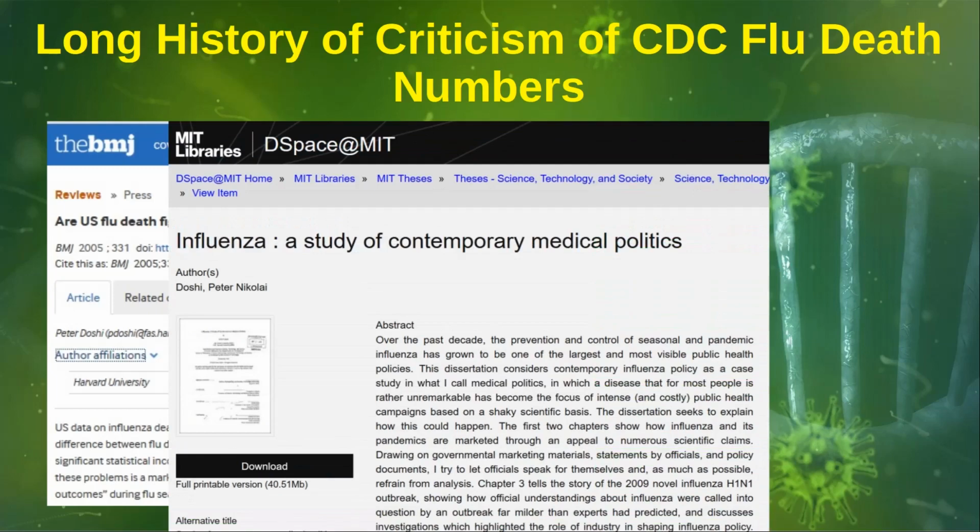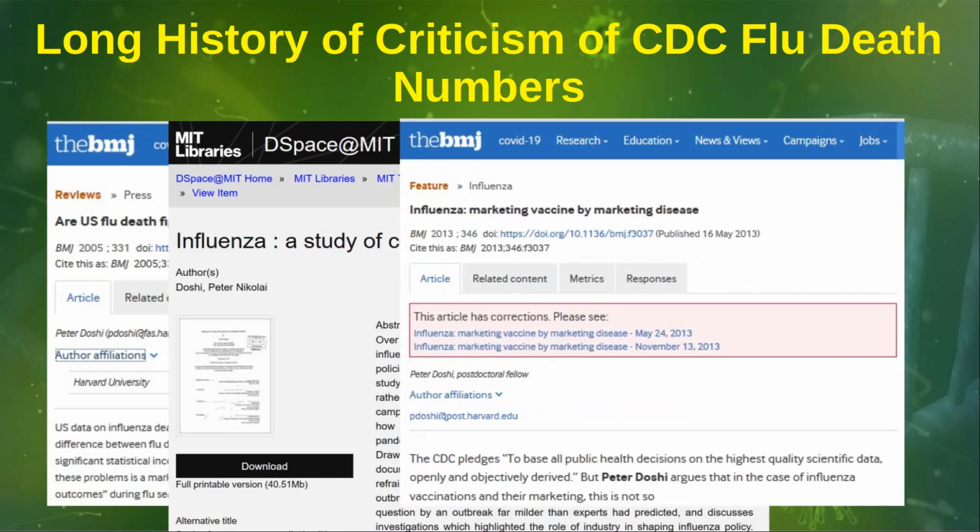This is his thesis dissertation at MIT, "Influenza, a Study in Contemporary Medical Politics," which has chapters and chapters showing many very serious problems, raising very serious questions about these numbers, which he argues are primarily adjusted, manipulated, massaged to market the flu vaccine by frightening the public. This is a more recent article in the BMJ, "Influenza: Marketing Vaccine by Marketing Disease."